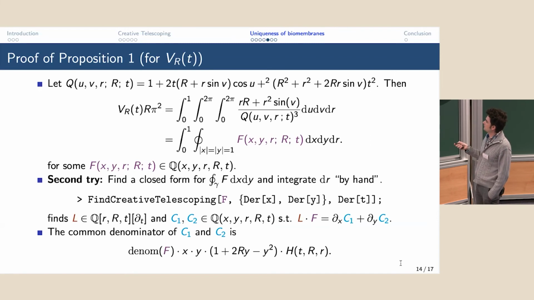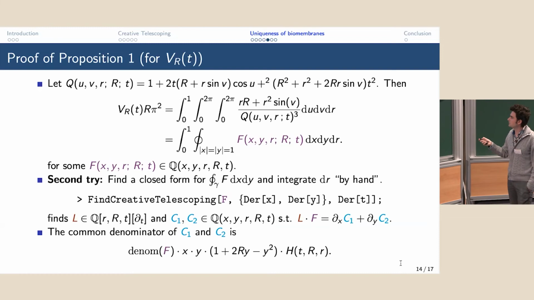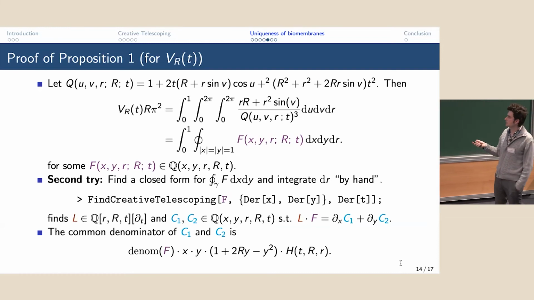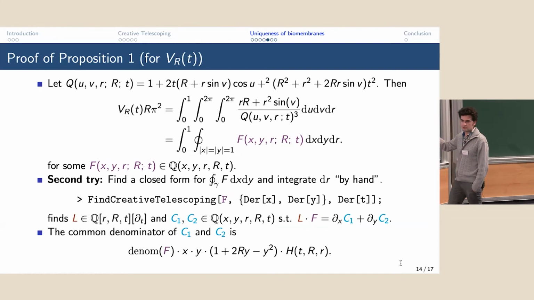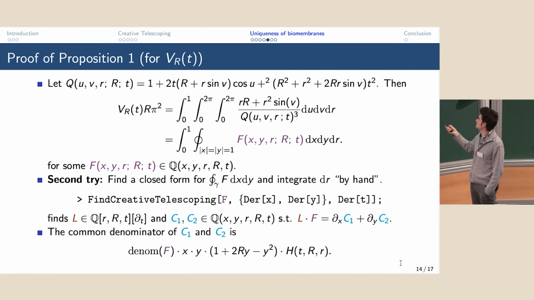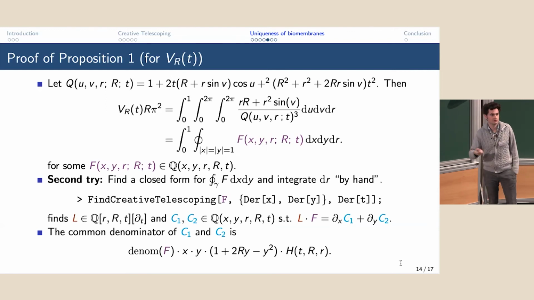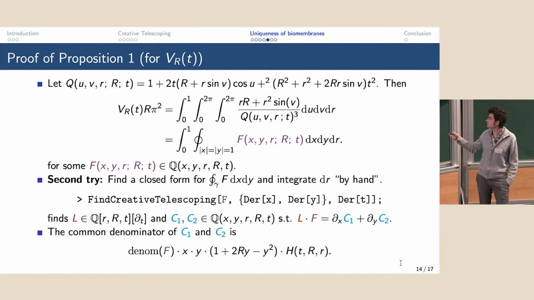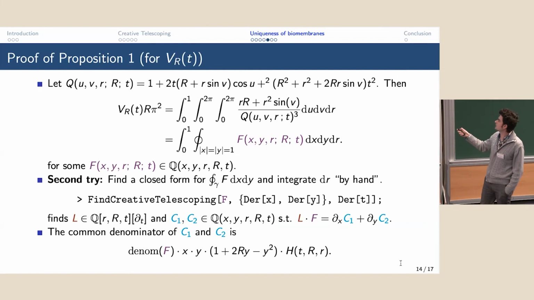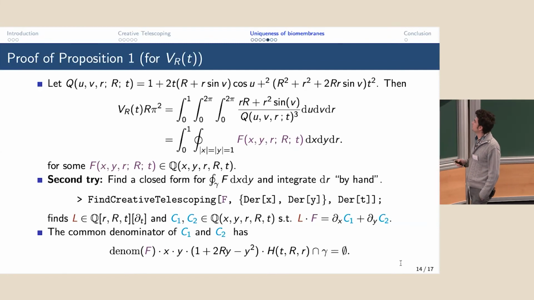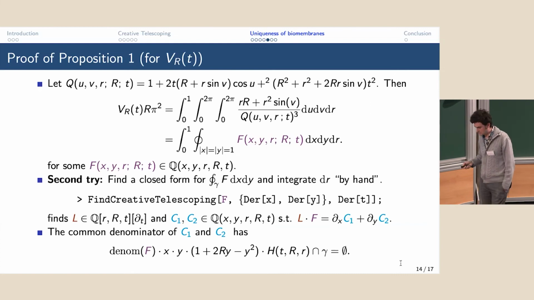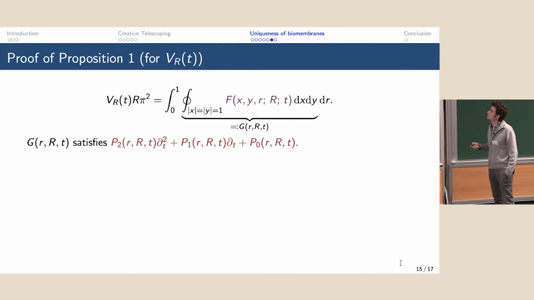And inspecting the common denominator of C1 and C2, we find this. And then, so it is not regular, but almost, in some sense. So we find some polynomial in x and y which will not intersect our integration boundary. So this proves that this integral dx dy satisfies this differential operator L, which already looks very good. So as I said, the intersection with gamma is empty.